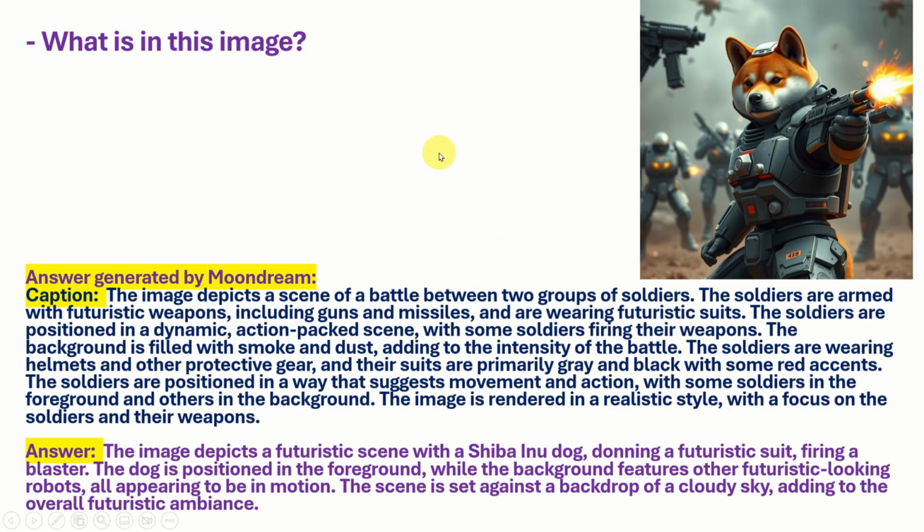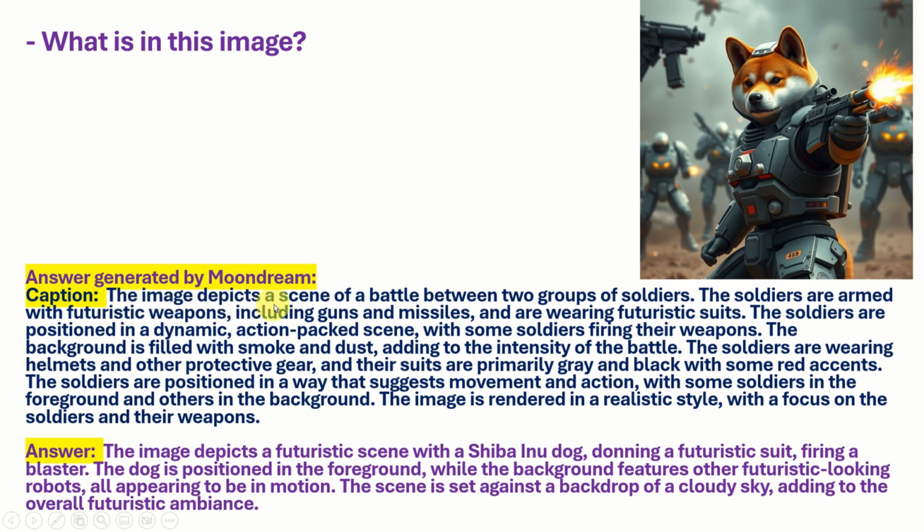Here is an example. I provided to Moondream this image and I asked the model this question: what is in the image? I asked the model to generate the caption, which will generally describe this image, and it will provide a more specific answer to this question. And here is the caption.